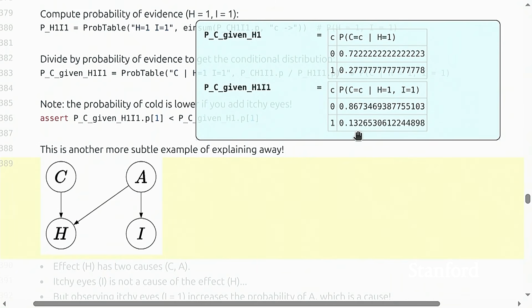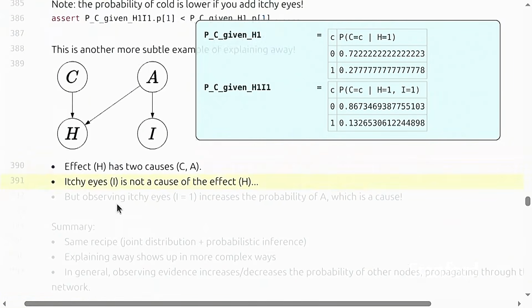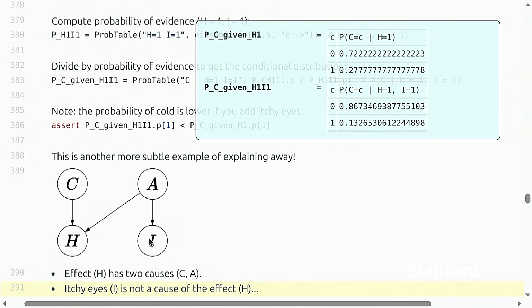Basically, this is an example of explaining away again. So what was explaining away? You have an effect, you have two causes, but the itchy eyes is not a cause of this effect, right? There's no edge from I to H. But I is connected to A. So if you observe you have itchy eyes, that actually increases the probability of allergies. And now increasing the probability of allergies explains away the cough, and you're less likely to have a cold.